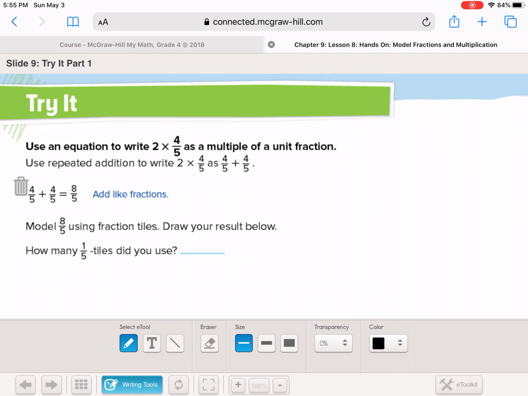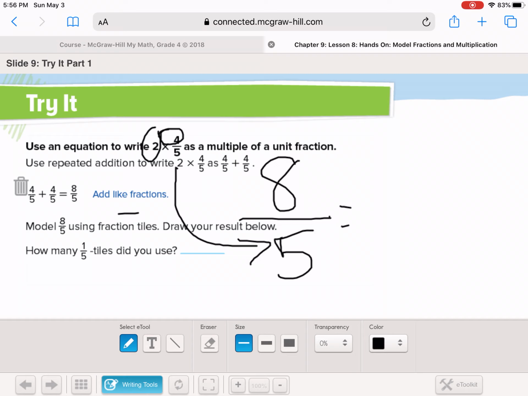Okay, so use an equation to write 2 times 4/5 as a multiple of a unit fraction. So here's what I'm going to do. I'm going to walk you through this. So it says add like fractions. I'm not going to do that. Here's what you're going to do. You're going to say 2 times 4 is 8 over what doesn't change? The denominator. Now they said make it a multiple of a unit fraction.